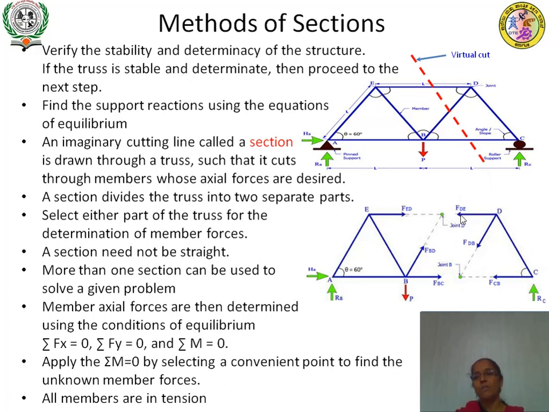So initially we will assume that all members are in tension. If you obtain a positive answer, then the assumed direction, that is tensile force, what we have assumed, is correct. If you obtain a negative answer, that means the member is experiencing a compressive force.